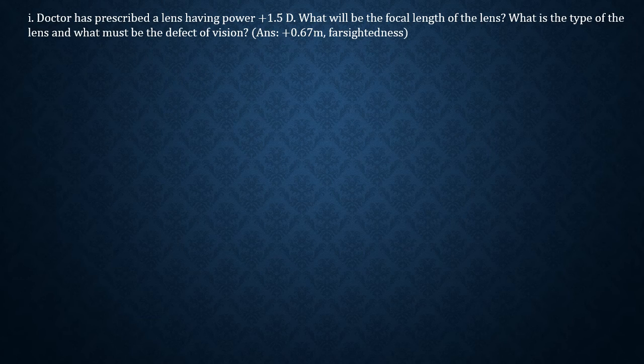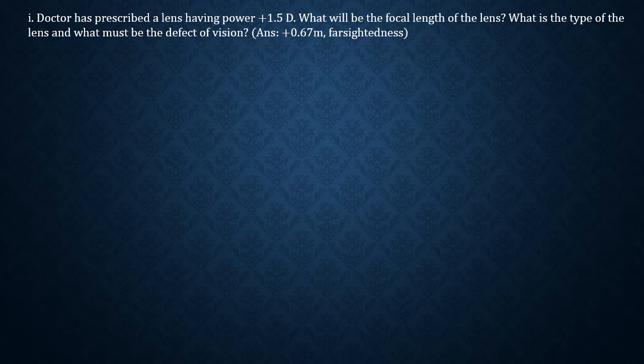Let's read. A doctor has prescribed a lens having power positive 1.5 diopter. What will be the focal length of the lens? What is the type of the lens? And what must be the defect of vision? So what the question says, we are given the power of a lens as 1.5 diopter.